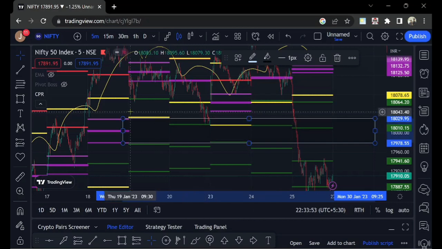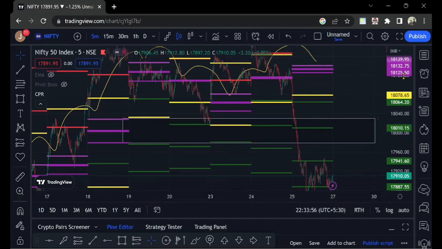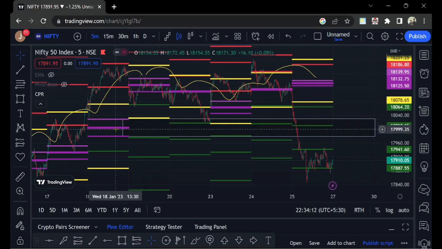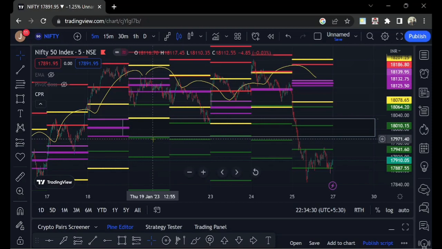The virgin CPR can act as a support and resistance. There is a possibility for the virgin CPR to act as a support and resistance. A virgin CPR is powerful when it is near to the previous day's CPR. Here, 1, 2, 3 in this column, it might be very powerful. It becomes weaker as the days pass. This virgin CPR will lose its power.